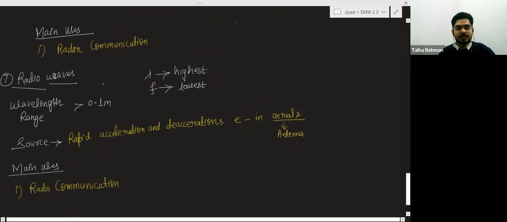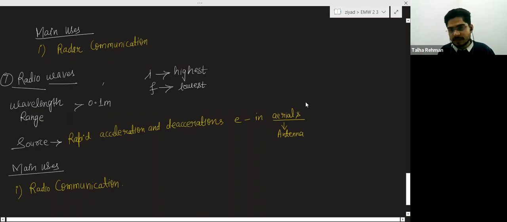After that, the last is radio waves. Radio waves are used in radio communication, radio signals. These radio waves have the highest wavelength and the lowest frequency, and the wavelength range is greater than 0.1 meter. And what is the source? Rapid acceleration and deceleration of electrons in aerials. The main use is radio communication.